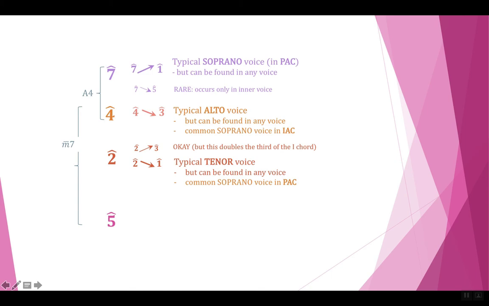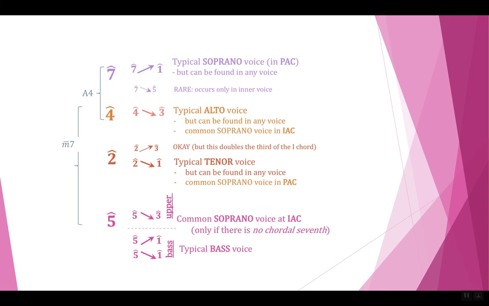What makes this imperfect instead of perfect? Perfect, the soprano has to end up on scale degree 1, right? So one of those. Imperfect, the soprano ends up on scale degree 3. Oh, I guess that could be imperfect also. And then for scale degree 5, well, might as well just complete this.